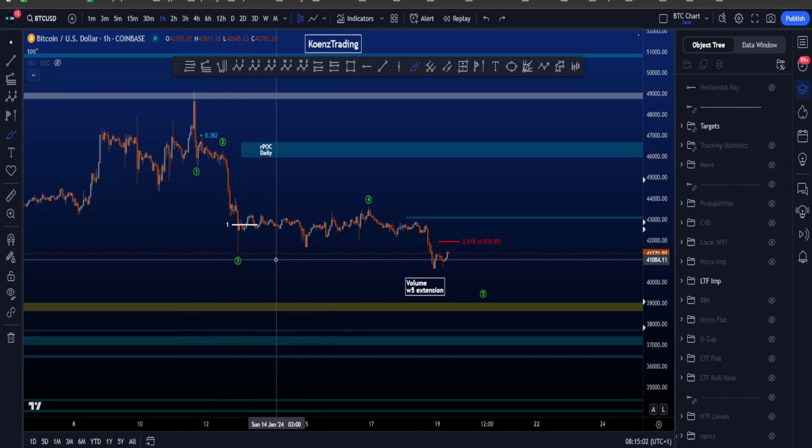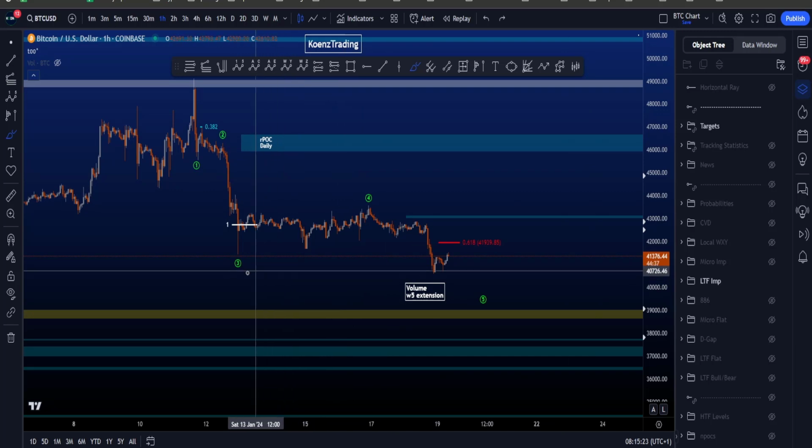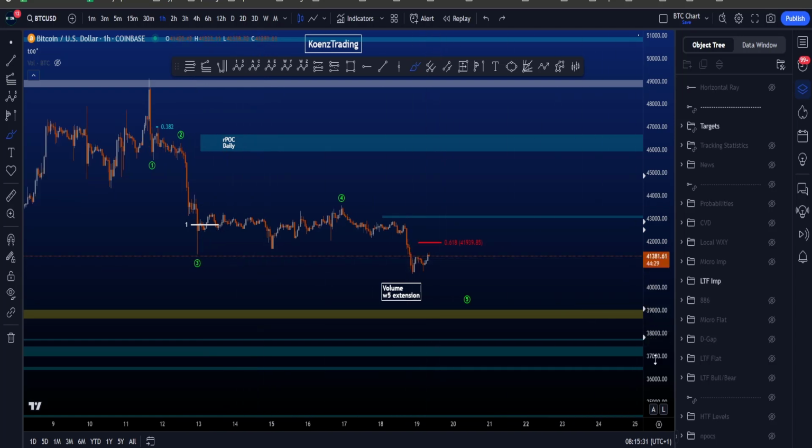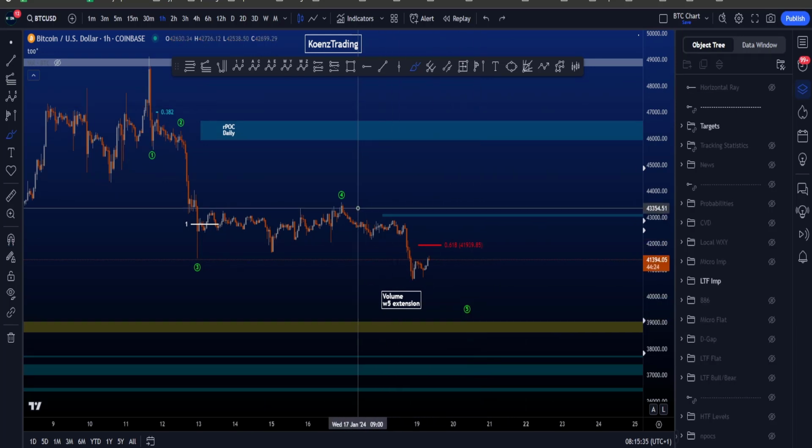Now, the minimum requirement is that wave 3 is not allowed to be the shortest wave in an impulsive structure. But as you can see, it is not the shortest wave because it passed the 1-to-1. However, it is also not extended, which is what you usually want to see for wave 3. And it does open the door for this potential wave 5 to be extended, and therefore this wave 5 to be longer than it usually is.